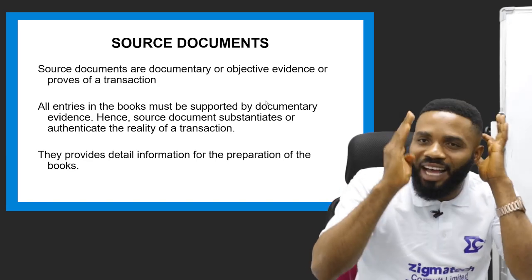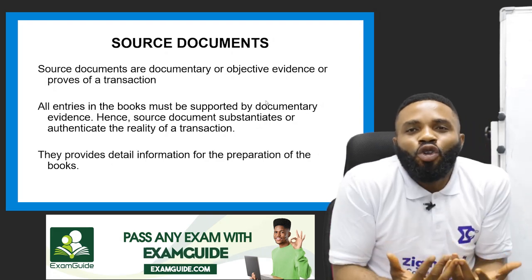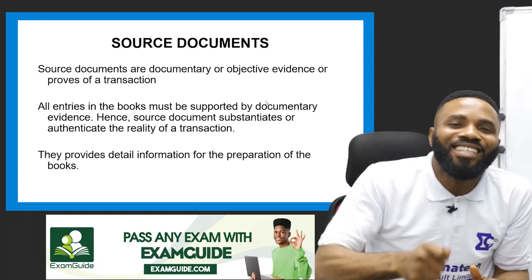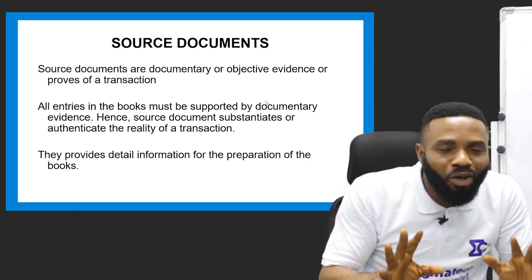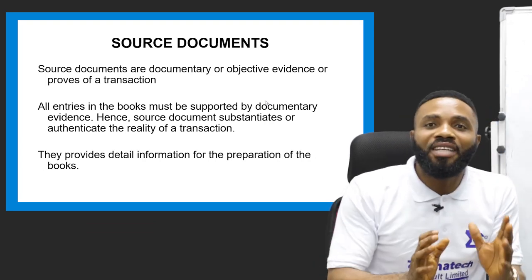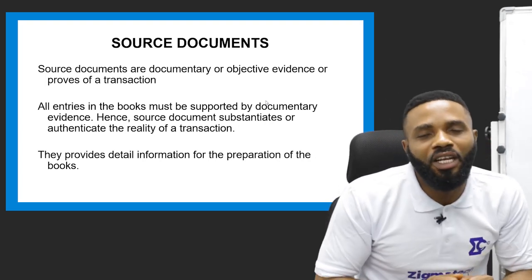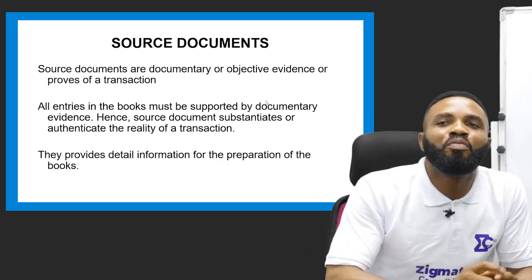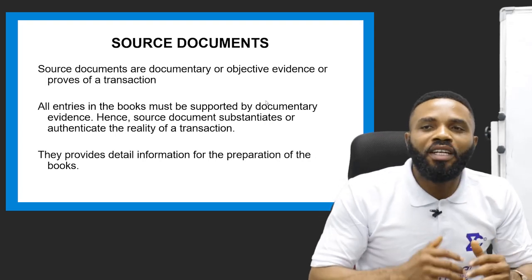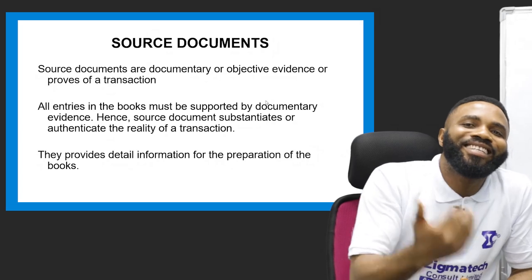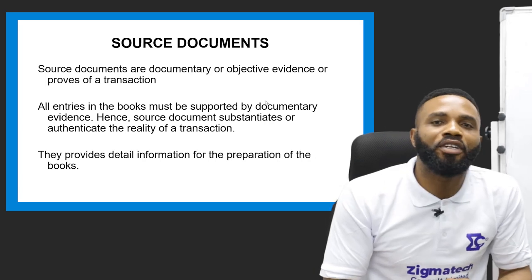So every transaction must come with what we call documentary or objective evidence to substantiate or authenticate the transaction. That transaction must be proved beyond reasonable doubt that it actually took place. So I said that source documents are documentary or objective evidence or proofs of a what? Transaction. All entries in the book must be supported by documentary evidence. Hence, source documents substantiate or authenticate the reality of a transaction. They provide detailed information for the preparation of the books.